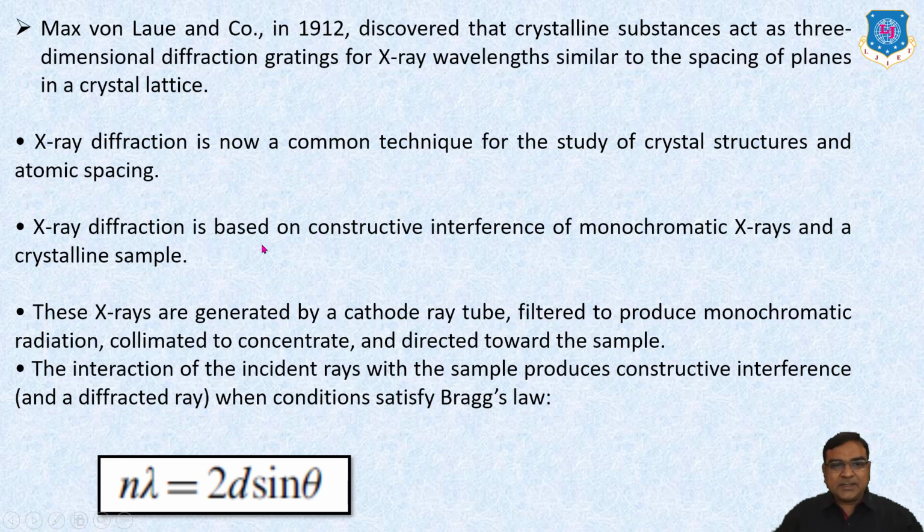X-ray diffraction is based on the constructive interference of monochromatic X-rays and a crystalline sample. These X-rays are generated by a cathode ray tube, filtered to produce monochromatic radiation, collimated to concentrate, and directed towards the sample. The interaction of the incident rays with the sample produces constructive interference and a diffracted ray when the conditions satisfy Bragg's law. So this is Bragg's law: n lambda is equal to 2d sine theta.